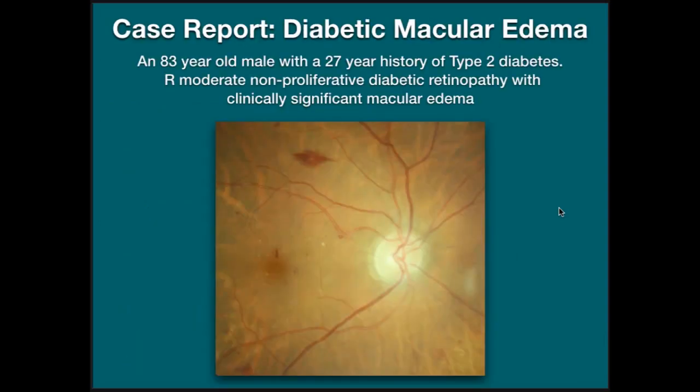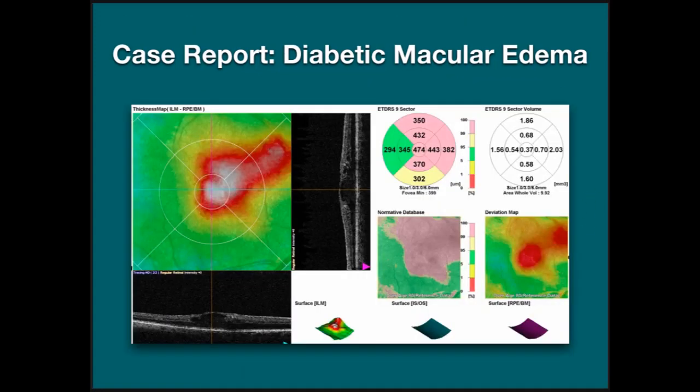All right, let's move on to some case reports. Here's a patient, 83-year-old gentleman with a 27-year history of type 2 diabetes. On clinical examination, he's got dot and blot hemorrhages, Roth spots, typical moderate non-proliferative diabetic retinopathy, and he's got a cluster of microaneurysms close to the fovea and some clinically significant macular edema. If we have a look at the patient's OCT scan, you can see the macular edema on the macular maps, quite significant. You can see it on the cross-section, he's lost the foveal pit, and you can see it on the thickness maps, quite significant macular edema.